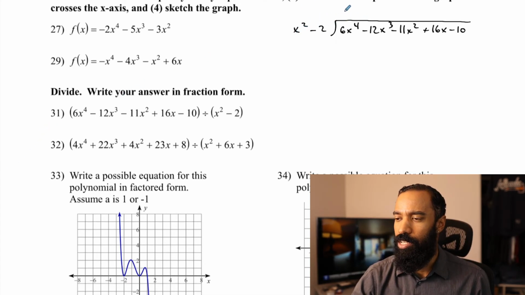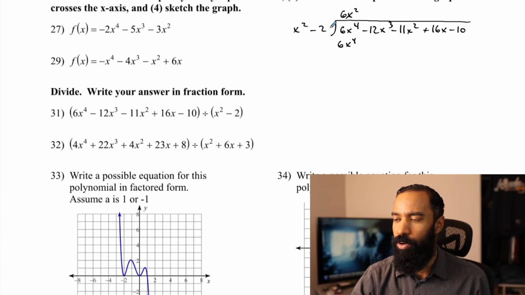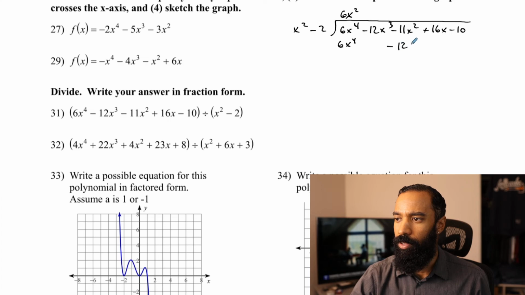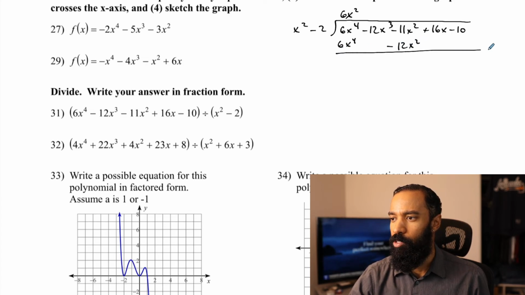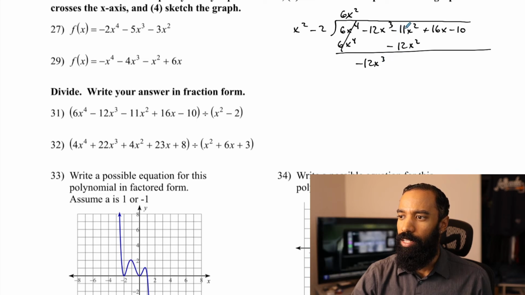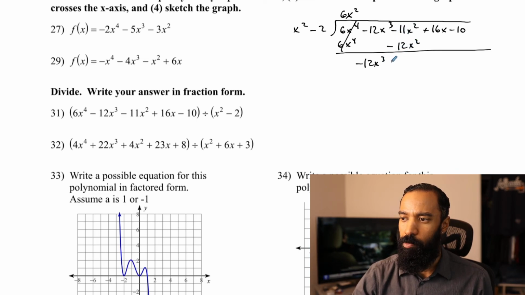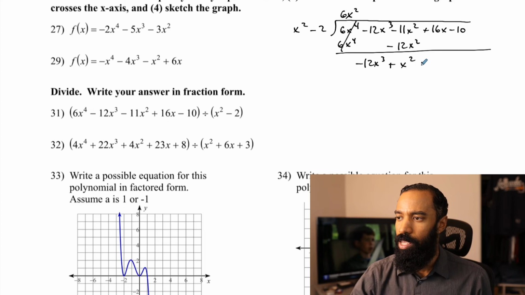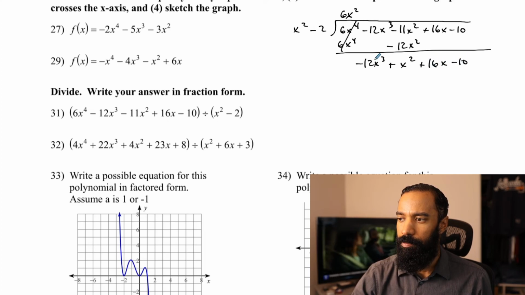X squared goes into 6x to the 4th, 6x squared times. You multiply that, you get 6x to the 4th minus 12x squared. I want to line that up over here. And I'm going to subtract these results. You get negative 12x cubed here. Negative 11x squared minus negative 12x squared is positive 1x squared. And you get plus 16x minus 10.